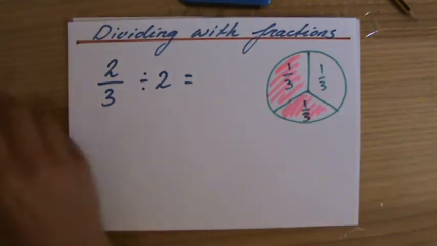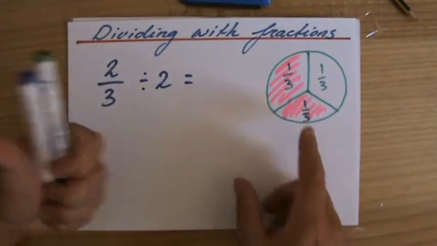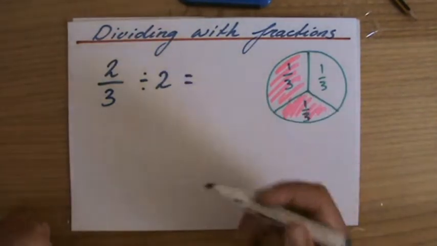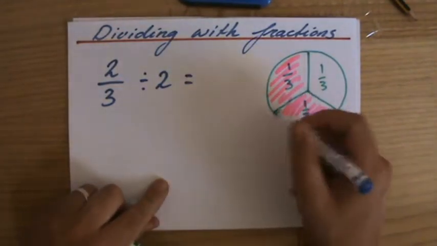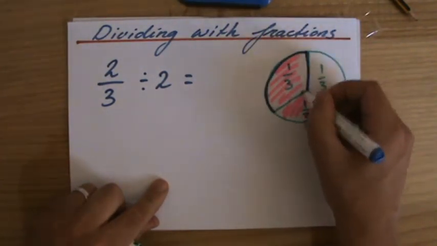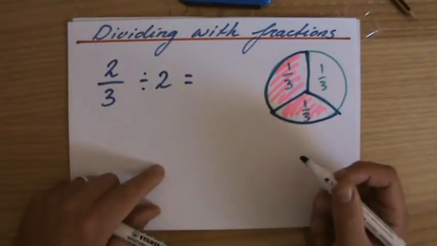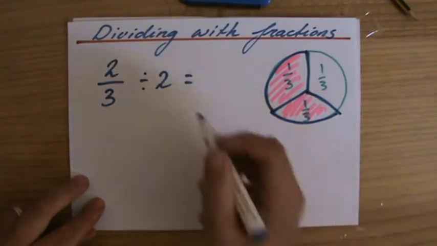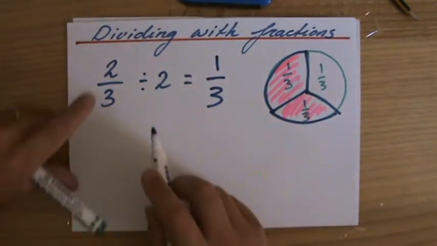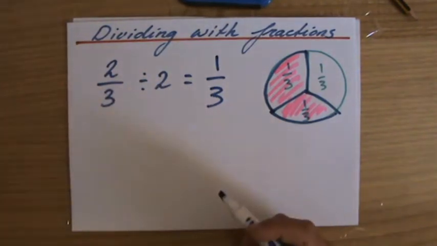But now I have to share it with one of my friends, so I have to divide my 2/3 by 2. Which I don't like because I love pizza, but of course it's also good to share with your friends. Sharing is caring. So how much do we all get? Well, if I have 1/3 and I have another third, so I have 2/3 divided by 2, well then each of us is going to get 1/3. So 2/3 divided by 2 equals 1/3.